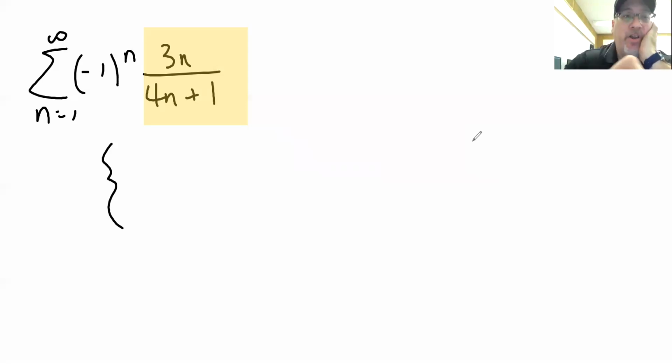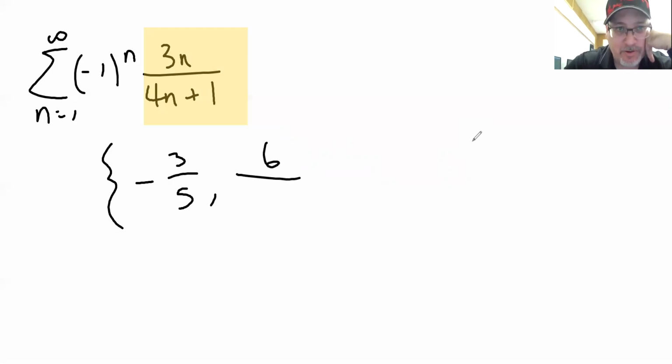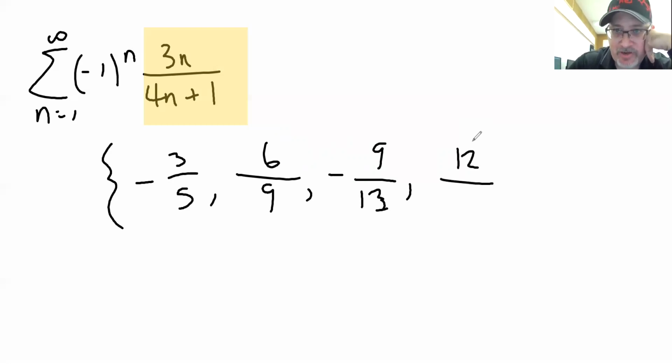If n equals 1, the alternator is negative, and we get 3 over 5. If n equals 2, the alternator is positive, and we get 6 over 9. If n equals 3, the alternator is negative, and we get 9 over 13. If n equals 4, the alternator is positive, and we get 12 over 17.